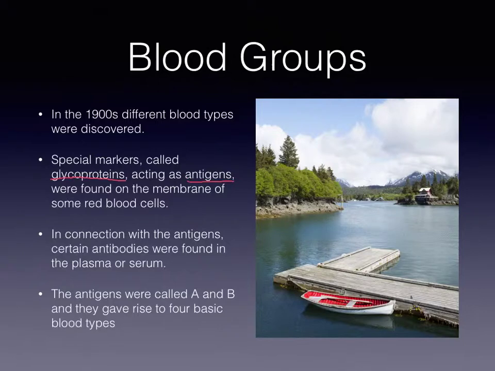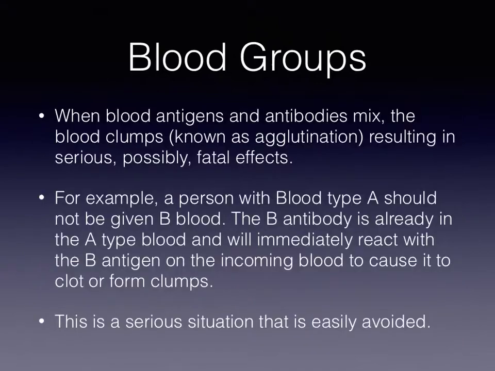In connection with the antigens, certain antibodies were found in the plasma or serum. The antigens were called A and B, and they gave rise to our four basic blood types. When blood antigens and antibodies mix, the blood clumps. This is known as agglutination, resulting in serious, possibly fatal effects.